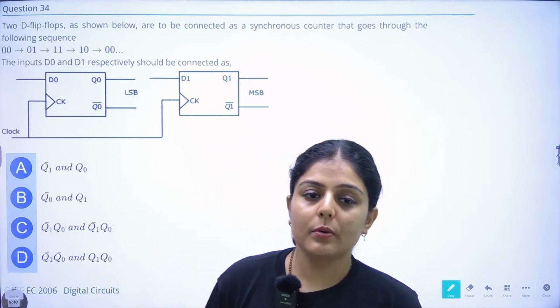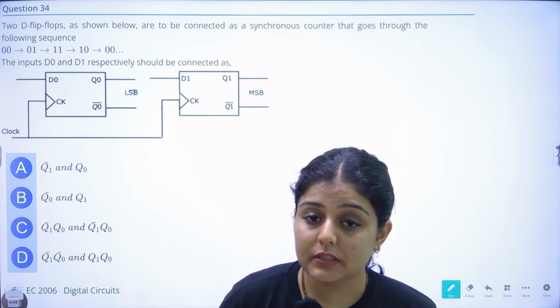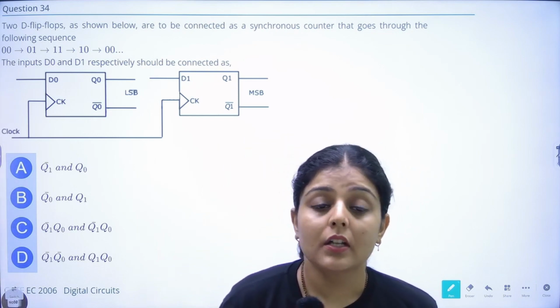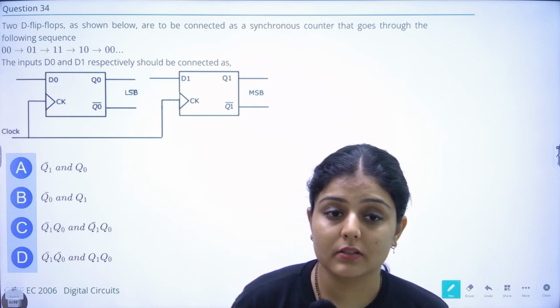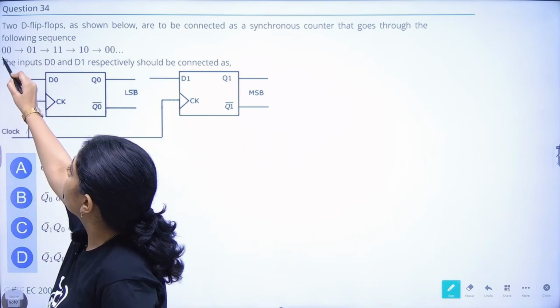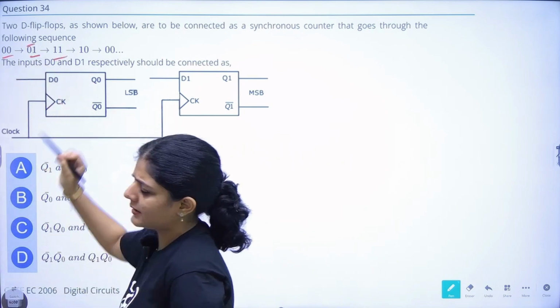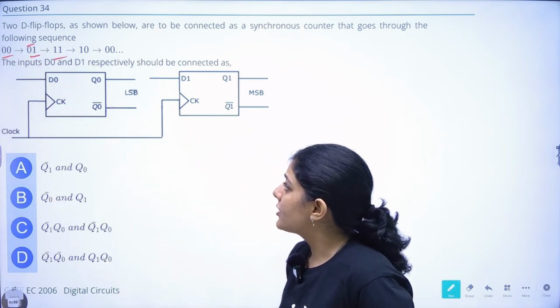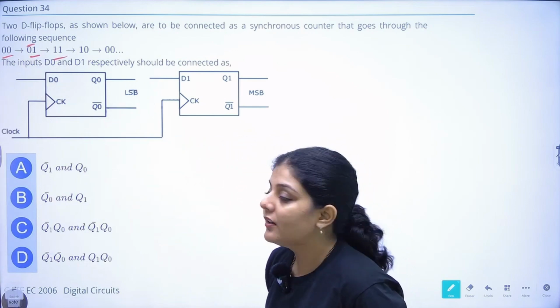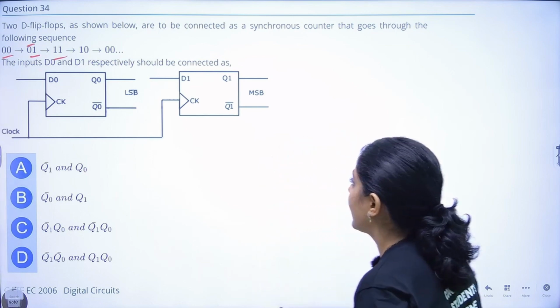Now there are two D flip-flops as shown in the figure, connected as a synchronous counter that goes through the following sequence. So a sequence is given. So this is your present state, this is your next state, in the next clock cycle this is your present state, this will become next state and so on. So inputs D0 and D1 respectively in terms of Q0 and Q1 will be.